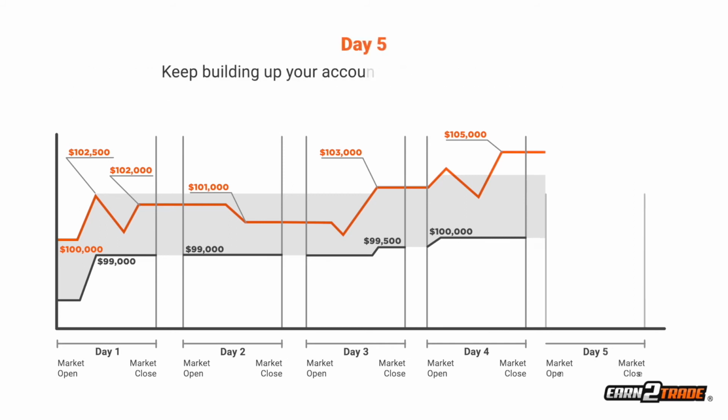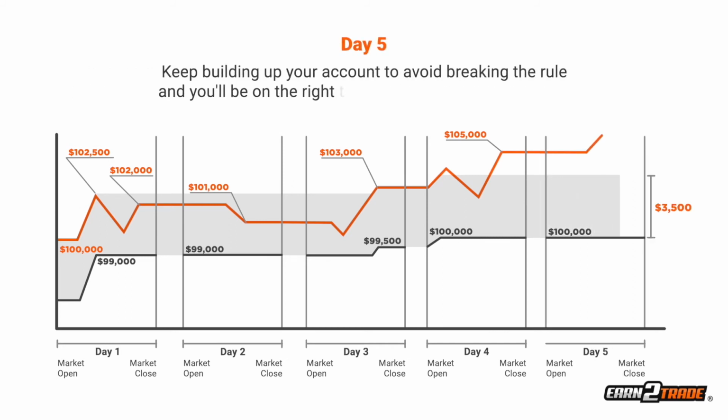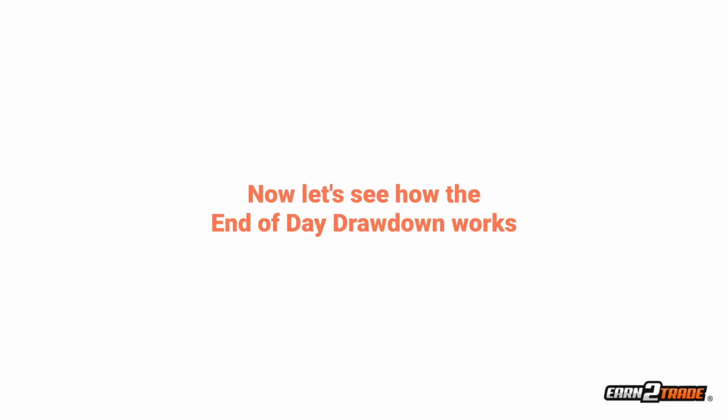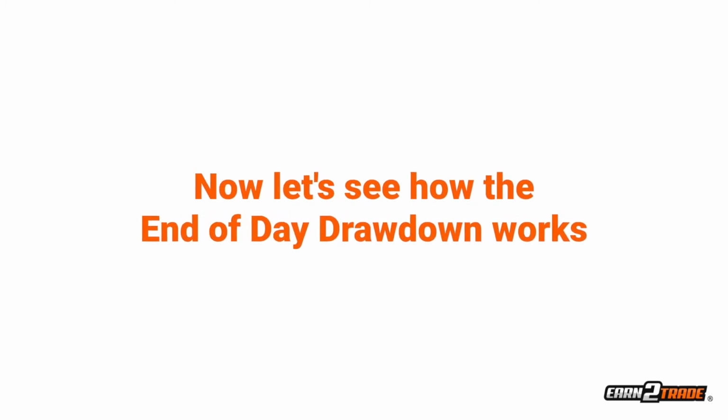From day 5 onward, the idea would be to keep building our account to avoid breaking the rule, and we'll be on track to passing our Gauntlet Mini. Now let's focus on the end of day drawdown.